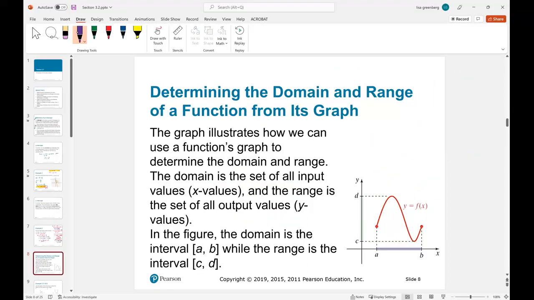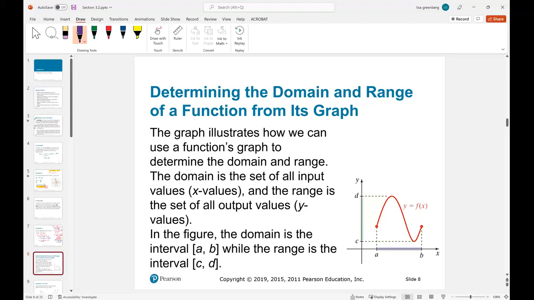So now we want to determine the domain and range of a function from its graph. And sometimes this is harder than you think. So I'll try to make sure that you understand it. So this graph illustrates how we can use a function's graph to determine the domain and range. The domain is the set of all input or the x values, and the range is the output or the y values. We've already talked about that.